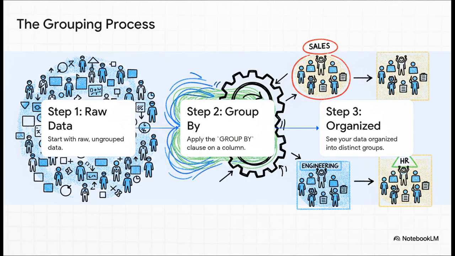And this little diagram just illustrates that transformation perfectly. You start with this long, messy list of individual employees, then you apply Group By on their department and bam! Suddenly, you have these distinct teams: sales, engineering, HR. The chaos is actually starting to make sense.